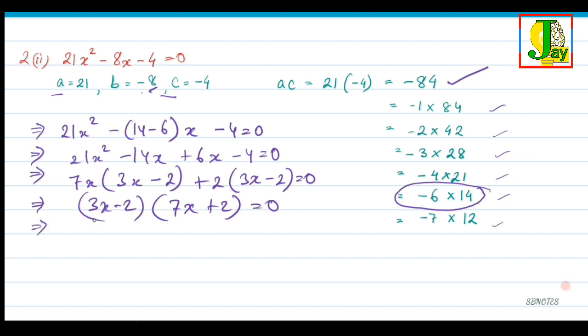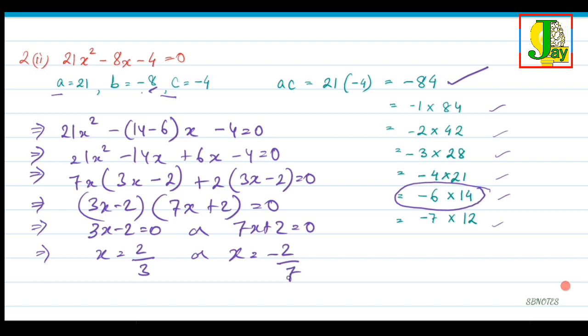That's again applying the zero product rule. 3x minus 2 equals 0 or 7x plus 2 equals 0. We get x equals 2 by 3, with 3 in the denominator, or x equals minus 2 by 7, and then 7 goes down.